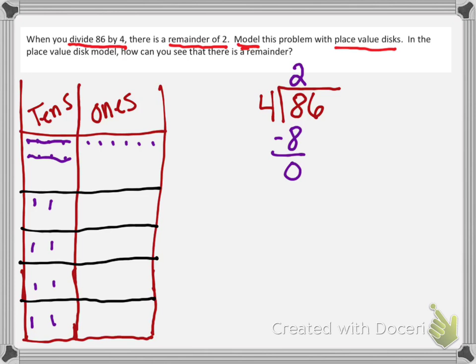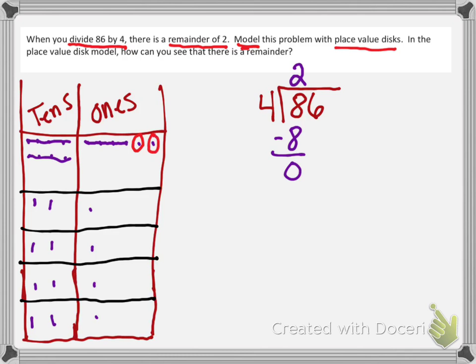Now we need to go into the ones, and we are taking these 6 ones and dividing them up equally into 4 equal groups. So here we go. 1, 2, 3, 4. But then we would have 5 and then 6, and these 2 would not have any dots in it, no disks. So that means we can only use 4 of these 6 disks. So let's get rid of 1, 2, 3, 4. And we are left with 2 disks left over.